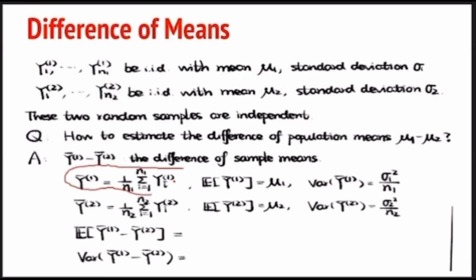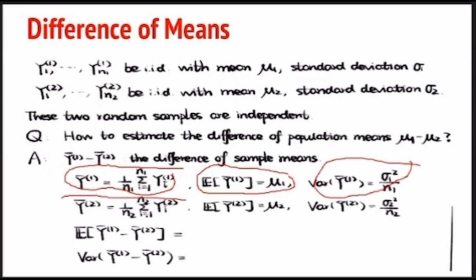If the sample mean for the United States is this, we know that the expectation of that is going to be the true mean. It's unbiased with this variance. If the one for Canada is this, we know that the expectation of the Y bar for Canada is going to be the true value, and the variance of that is this.